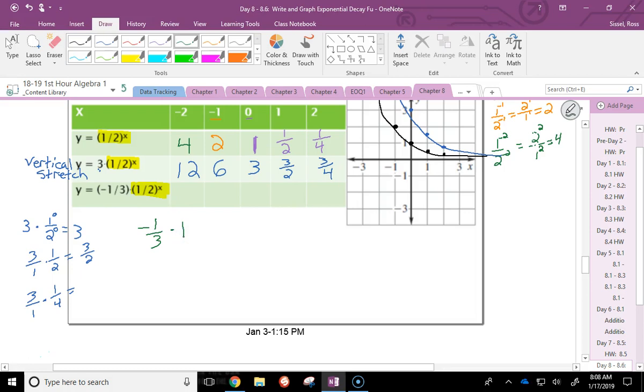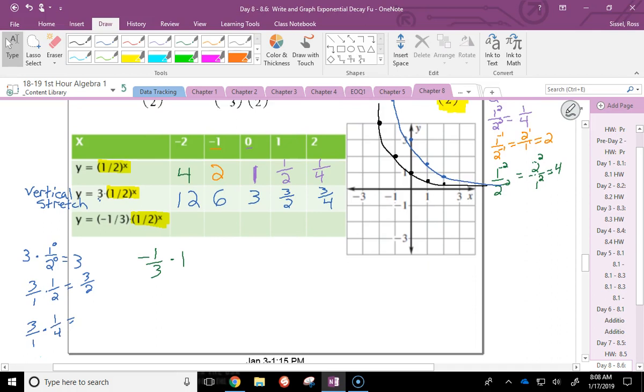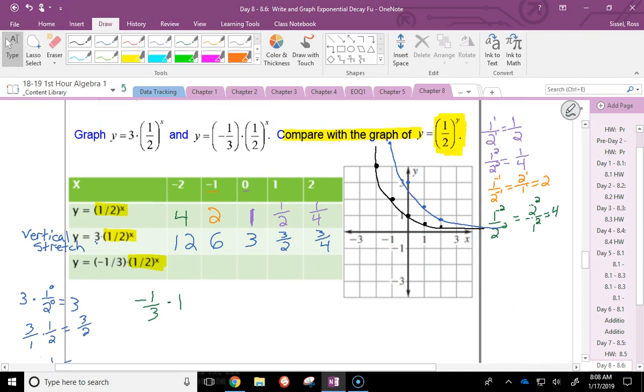Does everyone understand? I want to make sure I'm not skipping anything on anyone. Do you get why I'm not redoing the work? Because if I had just this equation, I'd have to do 1/2 to each one of these exponents. Well, we did all that work right here. So I'm just using that to help me.